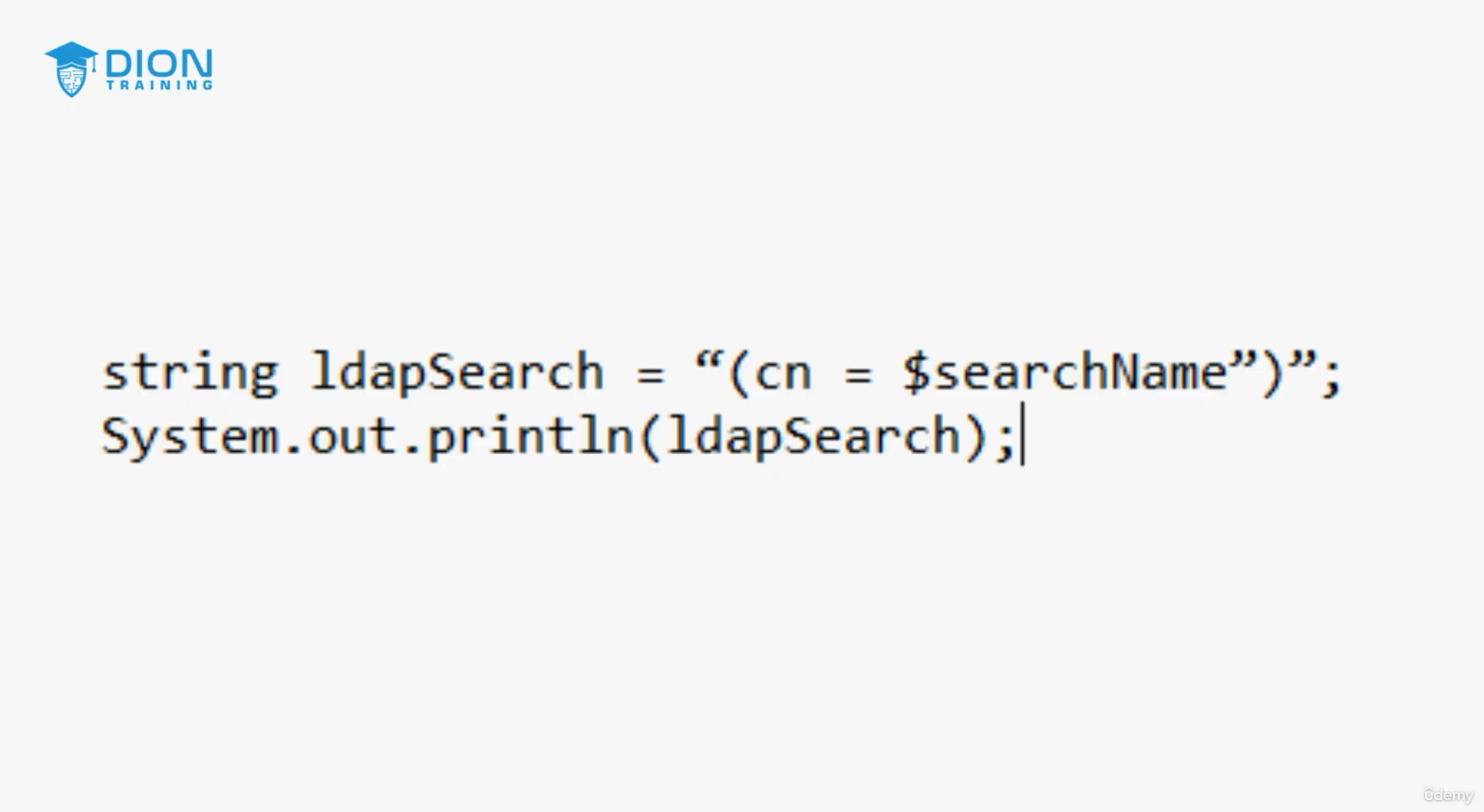For example, if the backend code for the server used the following code, String ldapSearch = "cn=" + searchName; System.out.println(ldapSearch), this could actually allow an attacker to simply enter a wildcard character of star into the username field, and that would then be inserted as the search parameter and display all of the users on the system to your screen.